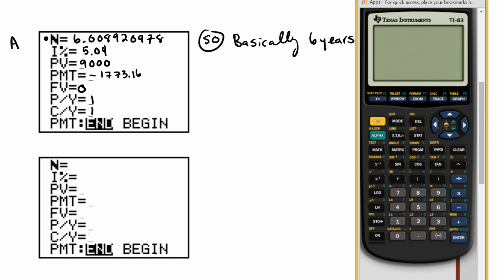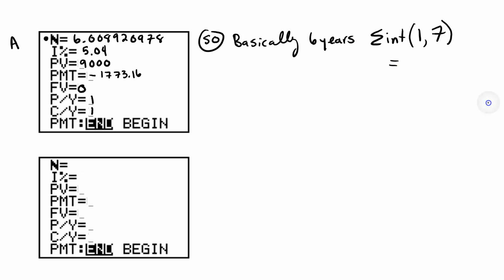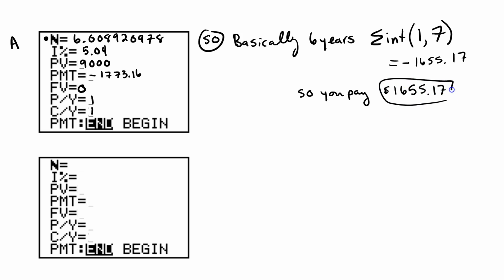I'm going to quit this and go back into it. Scroll all the way down to sum int, 1 comma 7, close bracket, enter. So what we're paying here is negative $1,655.17 in interest. So you pay $1,655.17 in interest.